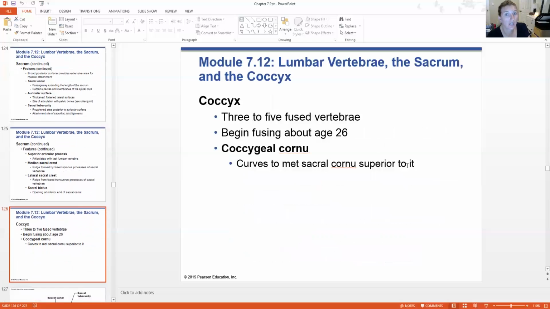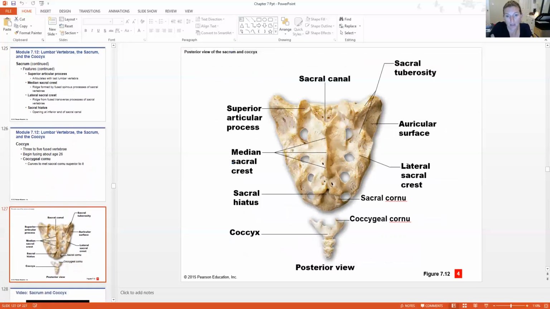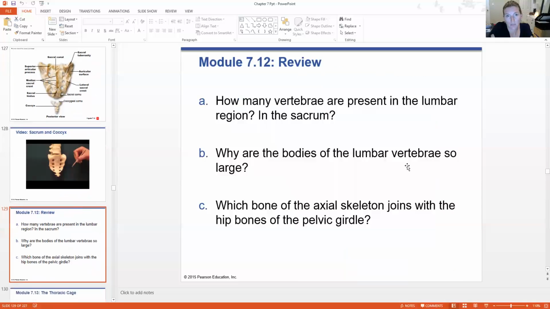Then you get to the coccyx. This is 3 to 5 fused vertebrae, and they usually begin fusing about age 26. So there they are. You can pause the video, go back and review this section.